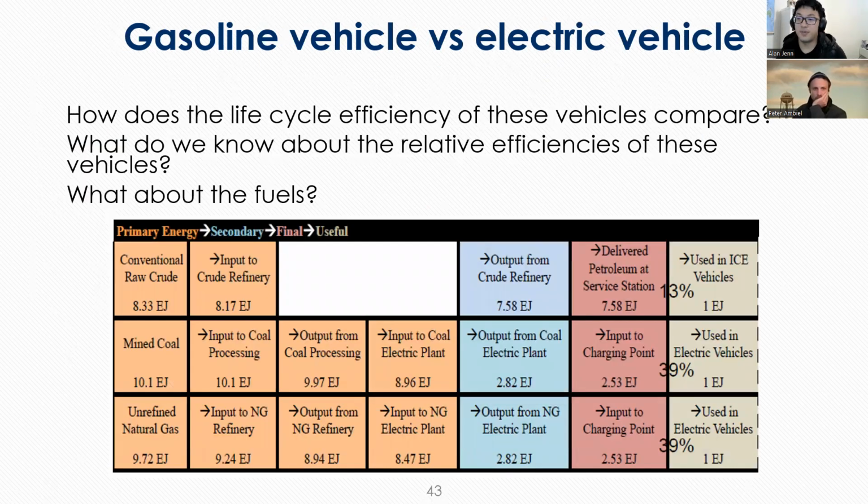We can do this for vehicles as well. So this is a gas car versus an electric car. You can think about the life cycle of these vehicles and what the relative efficiencies are.